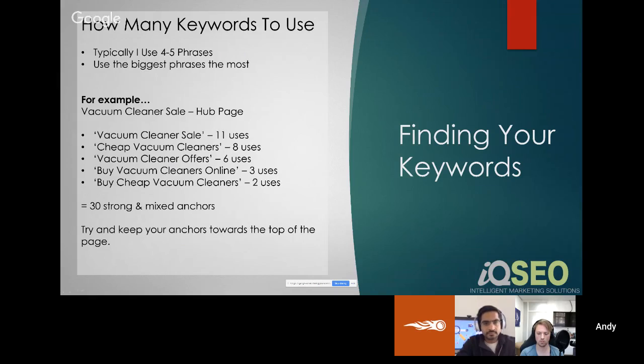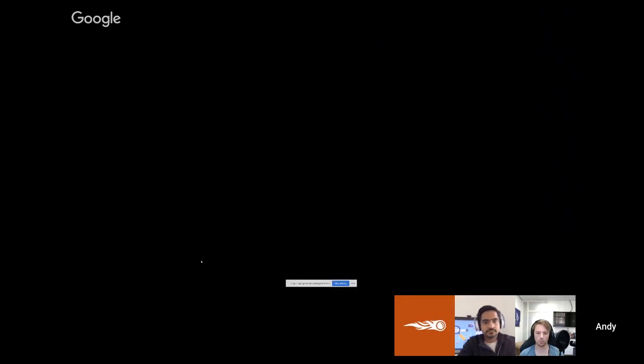And the final bit here, try and keep your anchors towards the top of the page. Google still pays the most notice to the anchors with the most prominence. There's a bit of testing that I've done as well, which shows that you can get away with using 3 to 4 anchors on a page, but it's still the first one that makes the most sense. So always try and keep your strongest anchors with the most prominence.